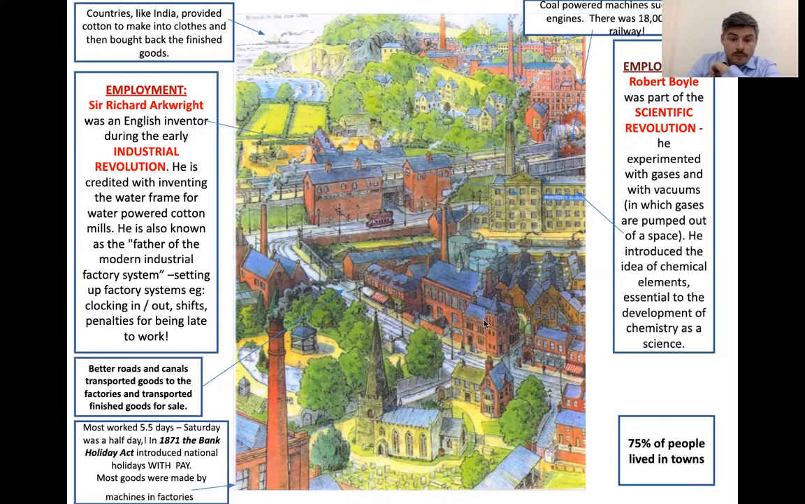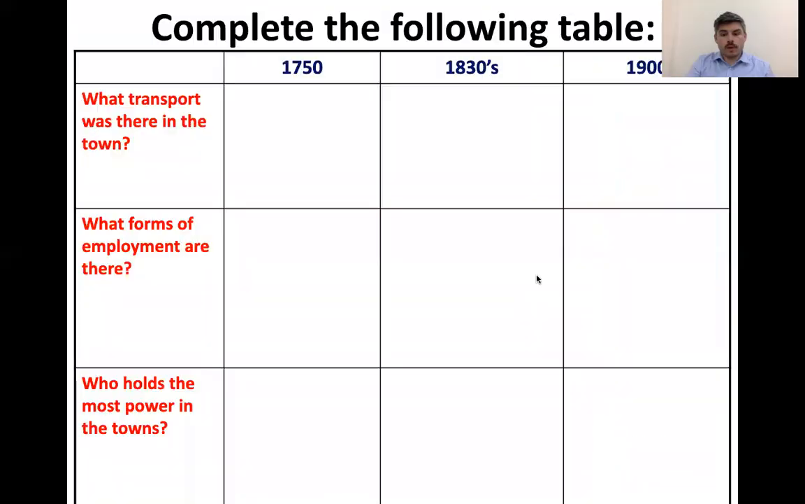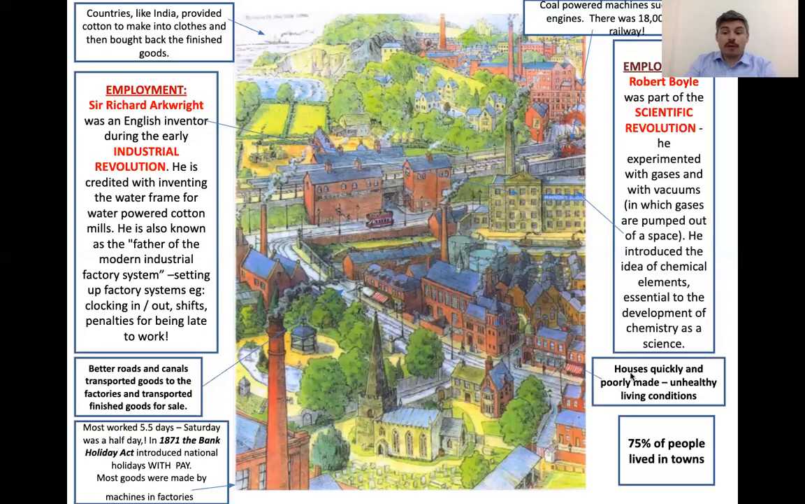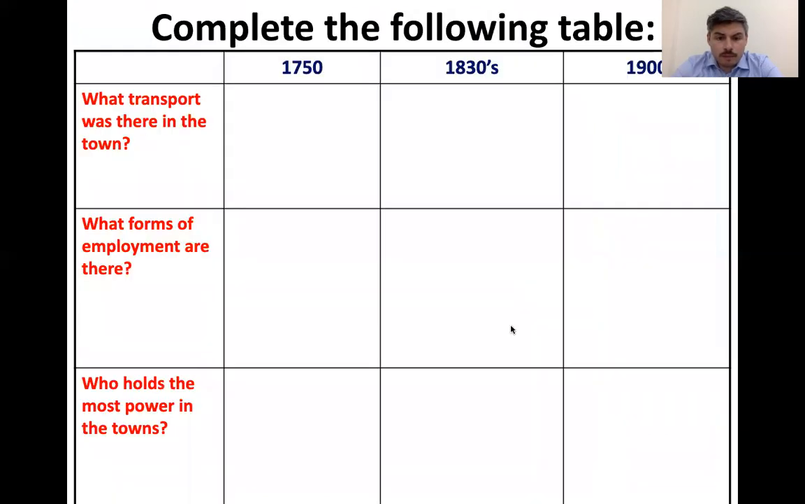So if you didn't get these down, please take a moment, pause the video and do it now. Oops, I missed one. Houses, again, the houses were in very bad conditions. People were overcrowded and it made people unhealthy. Lots of disease, lots of dirt.